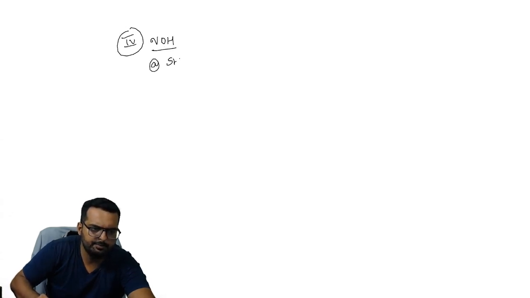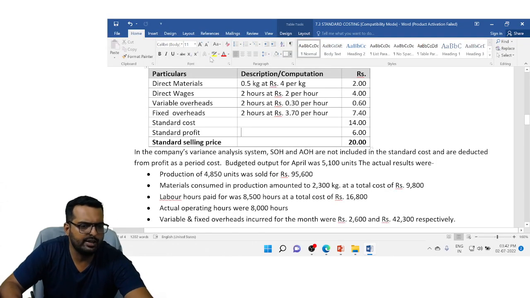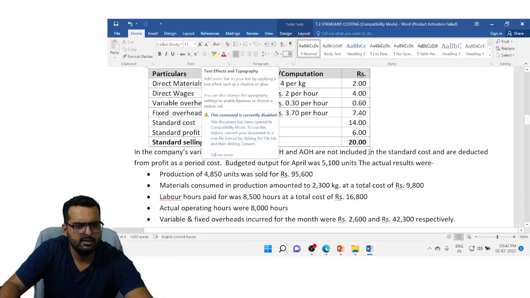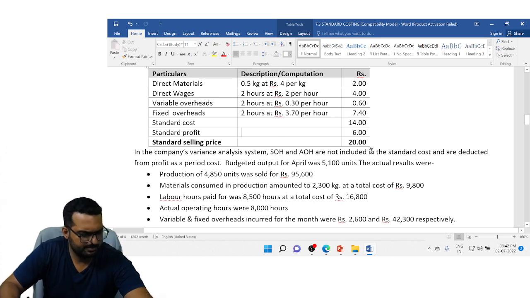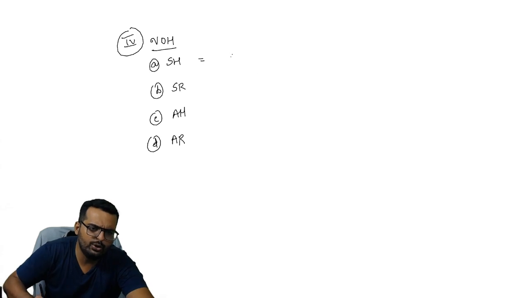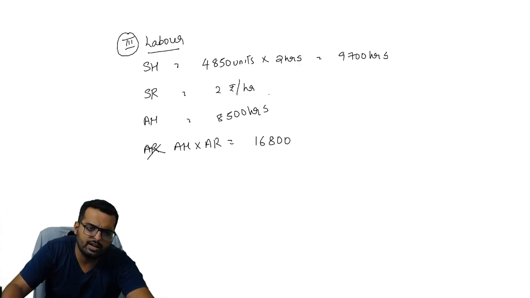$16,800. Wonderful. After labor, what is the next thing to be done? Variable overhead. Okay. SH, SR, AH, AR. Now tell me, what will be the SH for variable overhead? $9,700. I told you SH and AH for labor and variable overhead will be the same, because whenever the labor will work, cooking gas will also work.